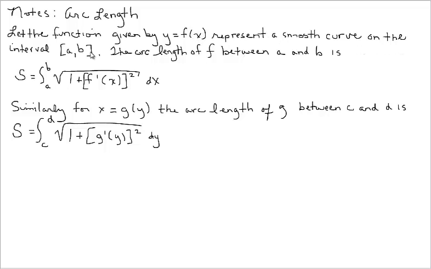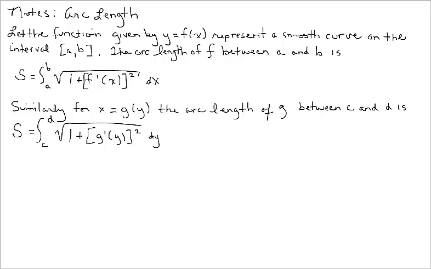So to do so, let the function given by y equals f of x represent a smooth curve on the interval from a to b. So a is the x value of your left endpoint, and b is the x value of your right endpoint. The arc length of the function between a and b is given by this formula. So just one more formula that we have to memorize if we're asked to find the length of an arc. And similarly for x equals g of y, the arc length of g between c and d is given by the similar formula here.